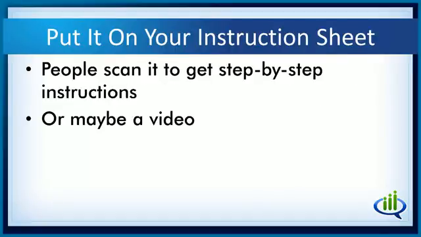Next, put it on your instruction sheet. So let's imagine that you sell something that has to be assembled. And so in that assembly, put a QR code that takes them to step-by-step instructions, or maybe even a video, or maybe even both, that walks them through the process of putting this together. That way, you send out less paper, people are able to get what you want, and it ties them into other things like being able to like it on Facebook or whatever it is.